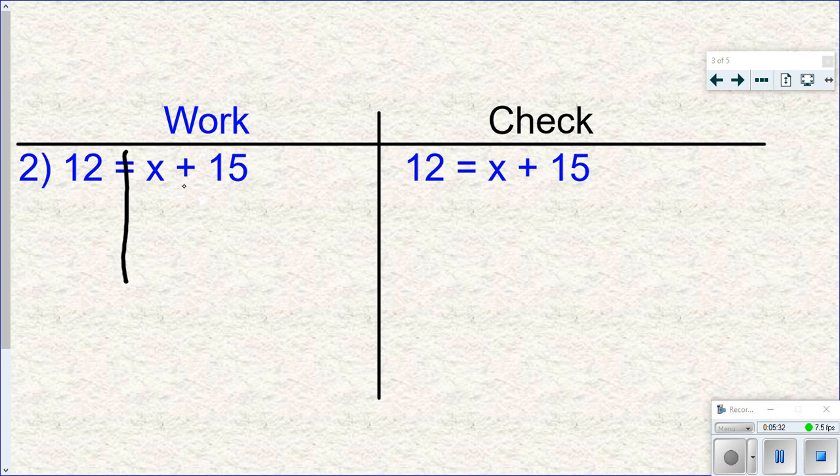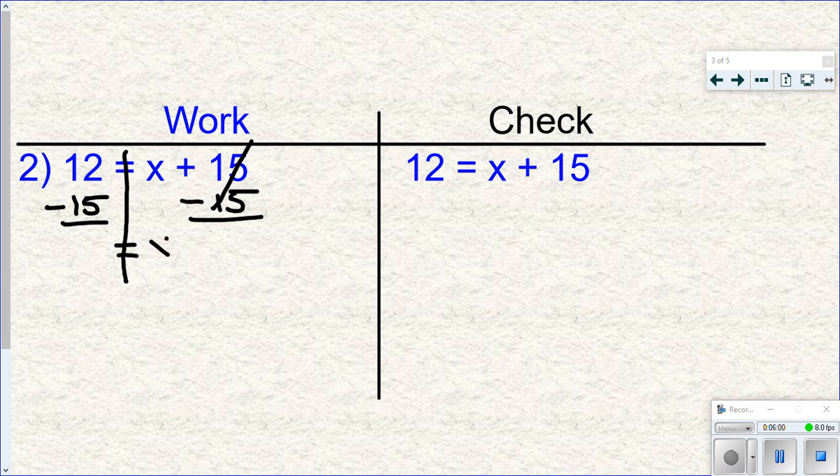So how do I get rid of plus 15? I do the opposite, and I subtract 15. Whatever I do to one side of the equation, I have to do to the other side also. That's the key. That's the purpose of this line, is to remind me that whatever I do on this side, I have to do the same thing on the other side. So plus 15 minus 15, those are opposites of each other. They cancel each other out and make 0.